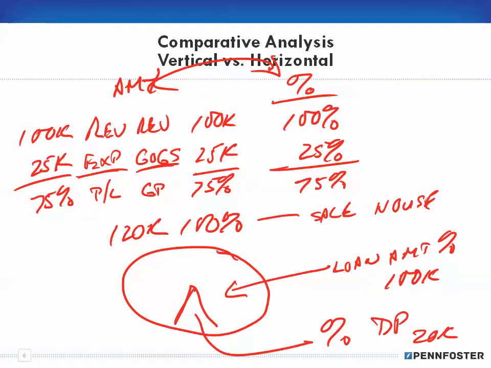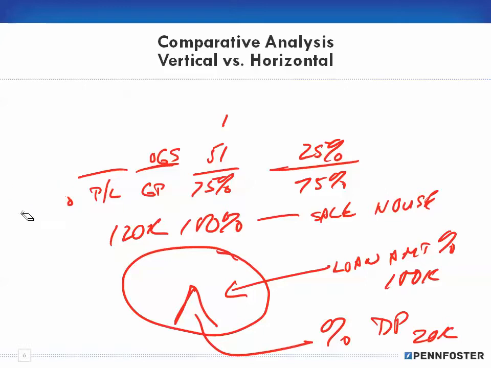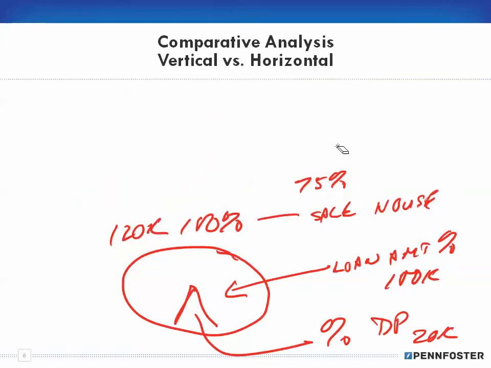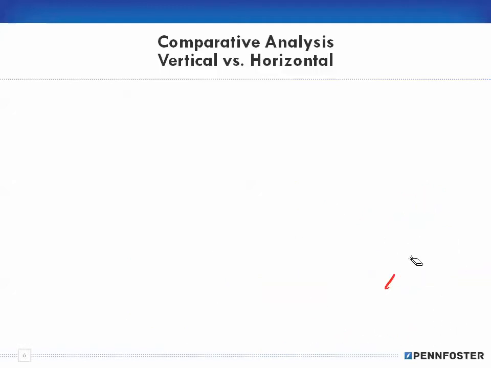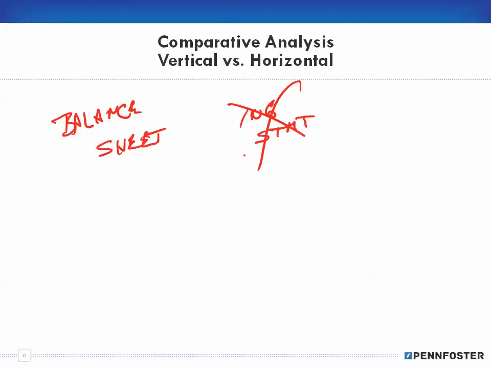That's the exact same thing that we're doing when we're talking about a comparative analysis. It's just a matter of whether we're looking at the information vertically or horizontally, and what information we're actually looking for. As I said in the first video, we're going to look at this from the perspective of a balance sheet and not the income statement. We're not going to do the income statement because it's the exact same thing, just a different statement.